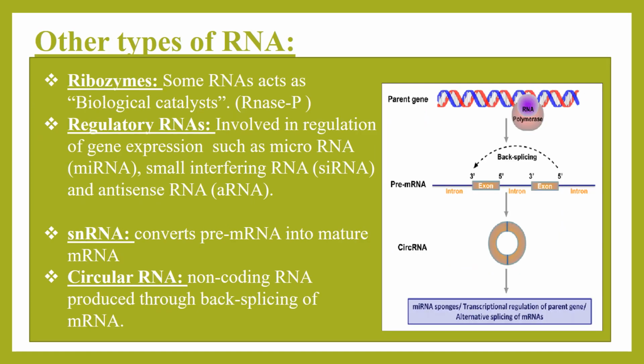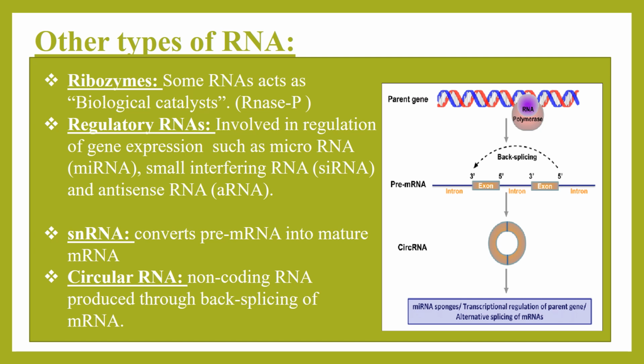Apart from the primary role of RNA, that is protein synthesis, RNAs now are known to have some other functions and some other varieties too. For example, ribozymes. RNAs are now known to adopt a complex tertiary structure which acts as a biological catalyst. There are some regulatory RNAs present inside the cell too, which are involved in regulation of gene expression, such as microRNA, small interfering RNA and antisense RNA.